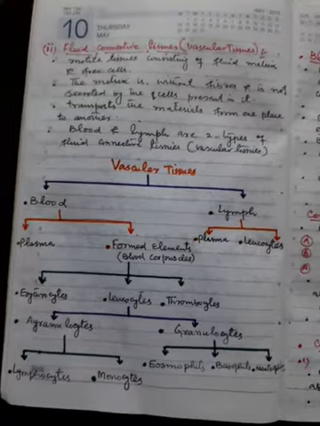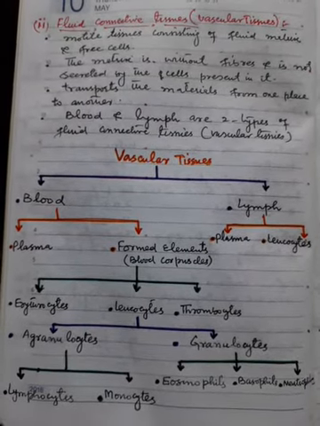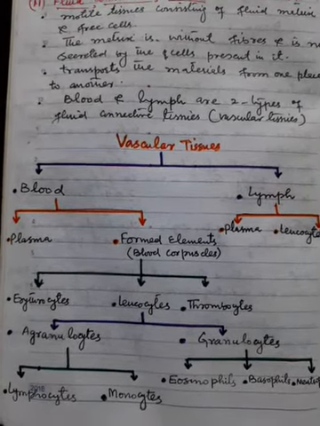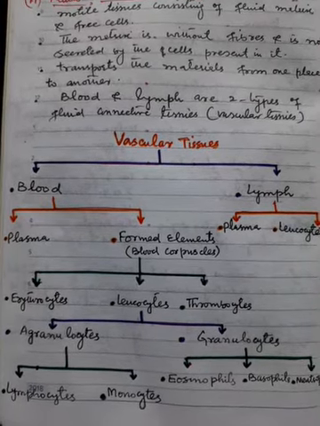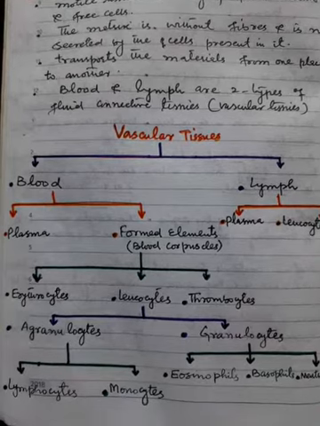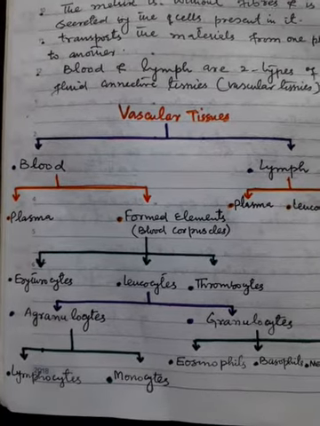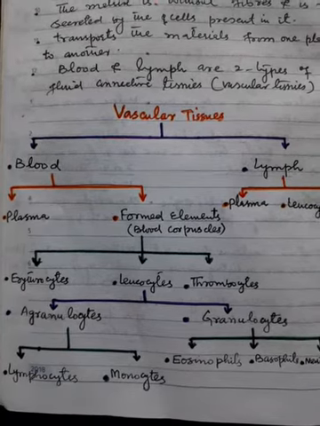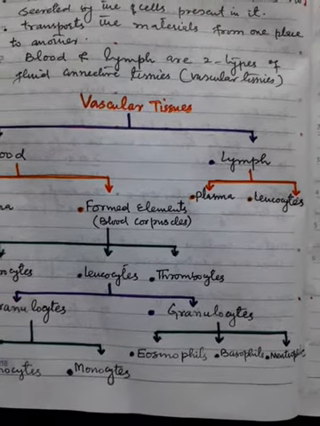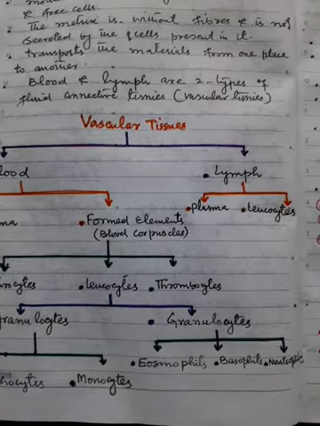Now the chart showing different types of vascular tissues or fluid connective tissues. Vascular tissue is broadly classified into blood and lymph. Blood is classified into its two parts, plasma and formed elements, which are also called blood corpuscles. There are three types of blood corpuscles: erythrocytes, leukocytes, and thrombocytes. Leukocytes further have subtypes, agranulocytes and granulocytes. Agranulocytes are of two types, lymphocytes and monocytes, while granulocytes are of three types, eosinophils, basophils, and neutrophils. Lymph has two parts, plasma and leukocytes.